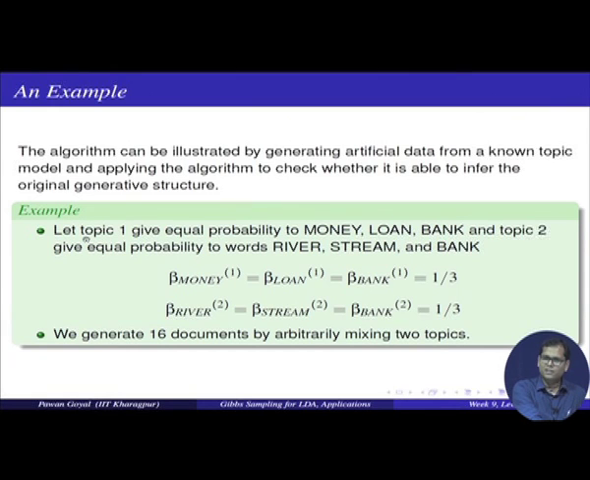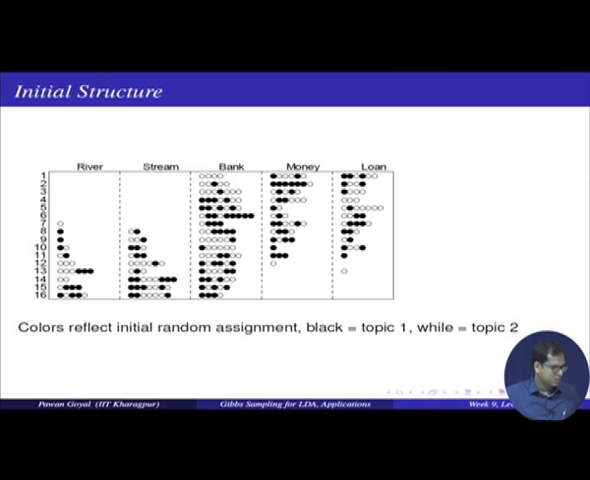Let us say I have 2 topics, topic 1 and topic 2. Topic 1 assigns equal probability to 3 words: money, loan and bank, and topic 2 assigns equal probability to the words river, stream and bank. So all these 3 are assigned a probability of 1/3 each. Fine, so these are the topic distributions. Now by arbitrary mixture of these 2 topics, we are generating 16 documents. So that's how these 16 documents look. Black means topic 1 and white means topic 2.